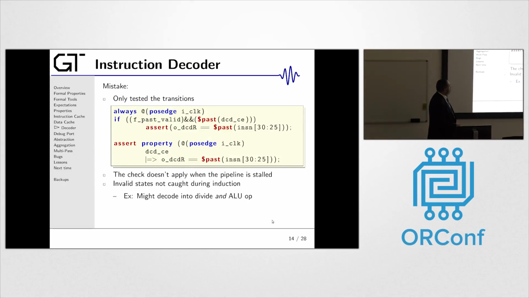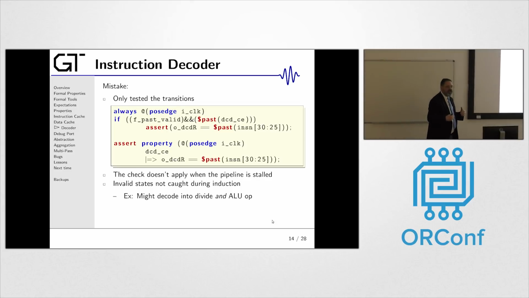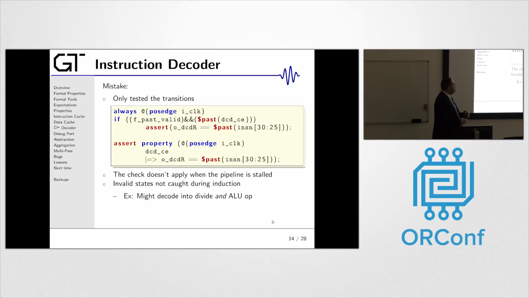In the instruction decoder, here's my first lesson learned. I had a whole lot of, if the last instruction was this, then the output of the decoder should be that on the next clock cycle. The problem I had was the check doesn't apply anytime the pipeline is stalled. So if the data cache isn't going through this transition because the pipeline is stalled, the formal tools aren't checking anything. And so this allowed it to get into states that it shouldn't have been in.